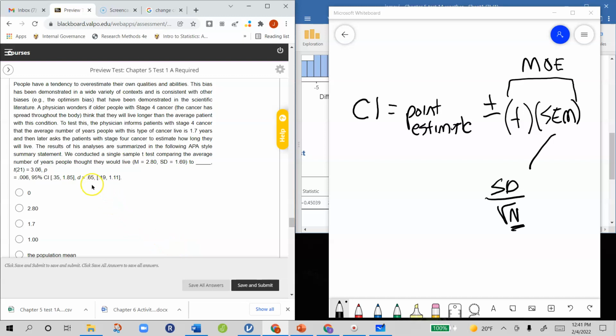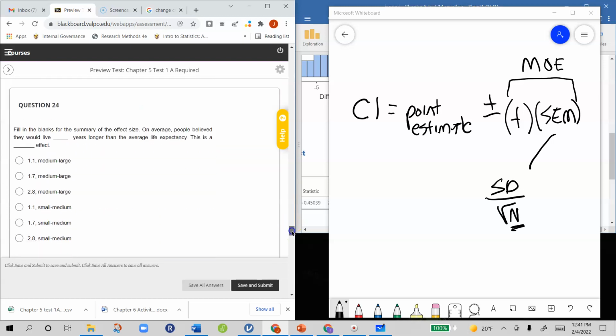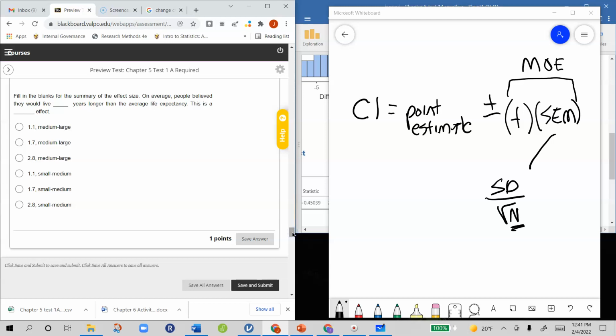Our effect size in standardized units is 0.65. Now if we look at our p-value, our p is 0.006, which is very low, which means the data are not consistent with the null. This is strong evidence against the null, suggesting that this difference is not due to sampling error, that people do have a real bias. Okay. So on average, people thought that they would live 1.1 years longer, right? And then the question is, how large was the effect? It was 0.6, which would be a medium-large effect.